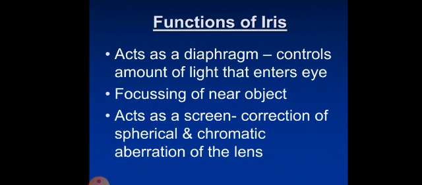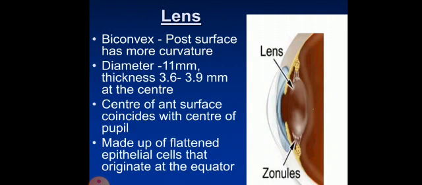It acts as a screen, correction of spherical and chromatic aberration of the lens by acting as a screen. That's what the second part of the sentence means. We'll be going into detail of all that spherical and chromatic aberrations in the coming up classes. So that's about the functions of iris.